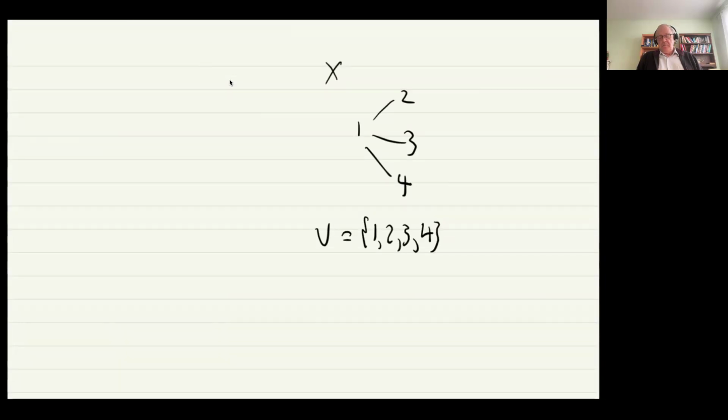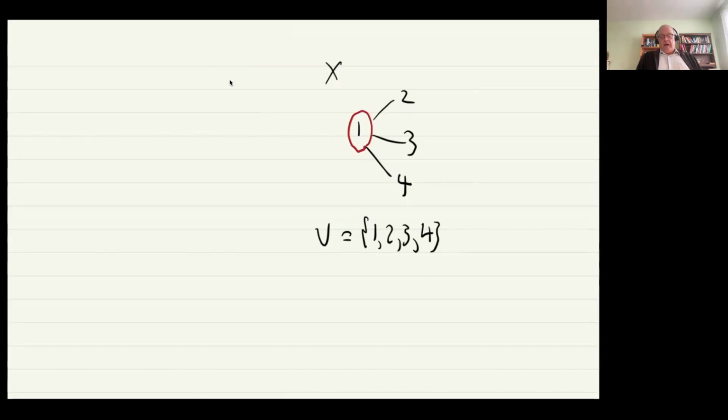Just to take a simple example. So here's X, V is 1, 2, 3, 4. Now, any automorphism of a graph maps a vertex of degree K to a vertex of degree K, because it maps the set of neighbors of the vertex to the set of neighbors of the image. So since there's only one vertex of degree 3, any automorphism must fix the vertex 1. Okay, and so 1 by itself is an orbit.